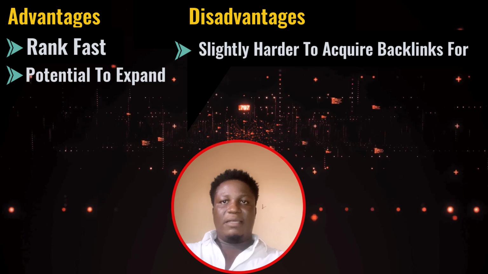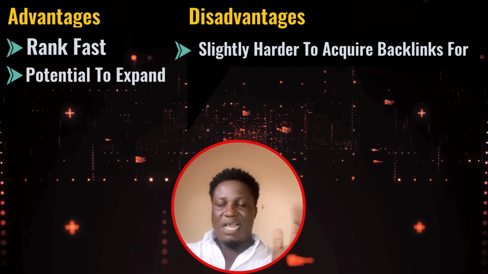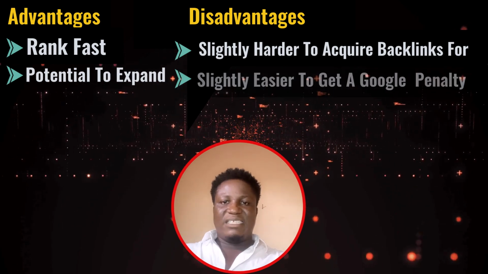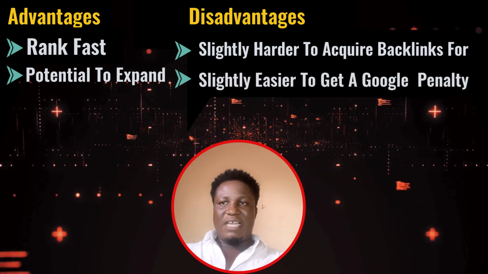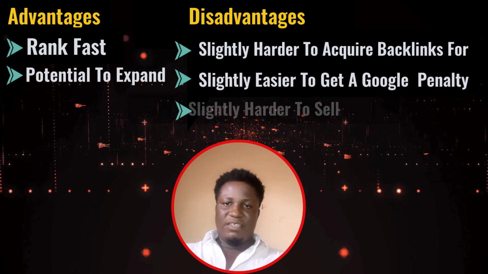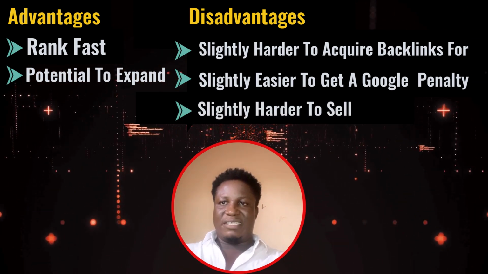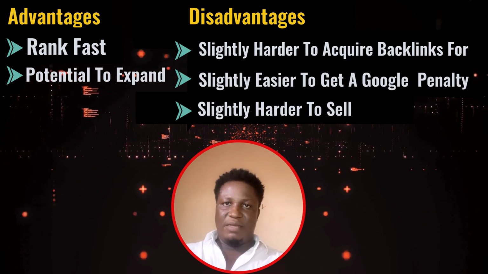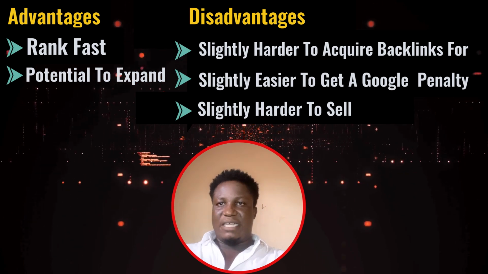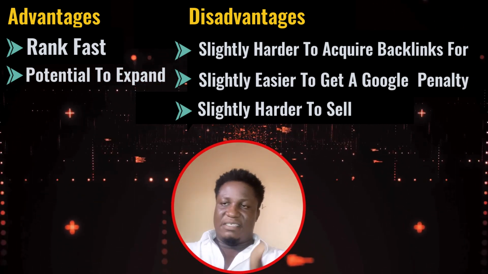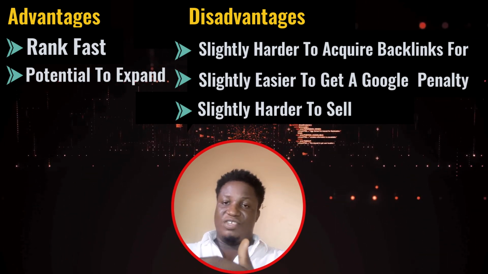Now, secondly, the same logic applies here as well. It is slightly easier to get a Google penalty when it comes to PMDs too. This is exactly for the same reasons that I specified when running through the exact match domains. The third disadvantage is that it can be slightly harder to sell. These are all very similar to EMDs.